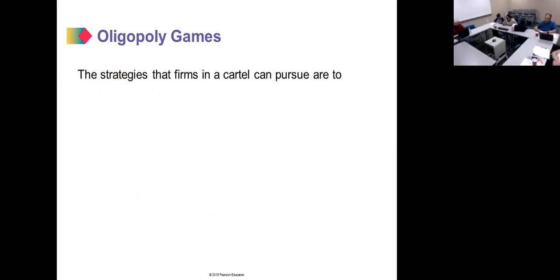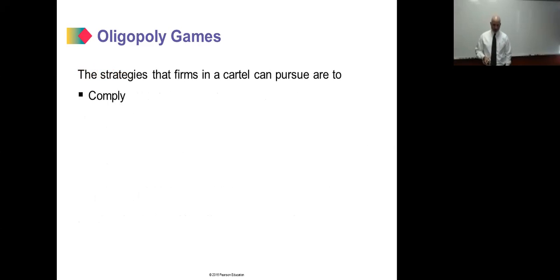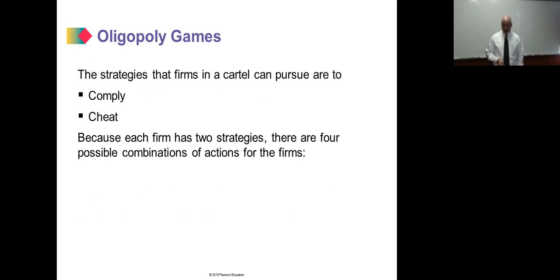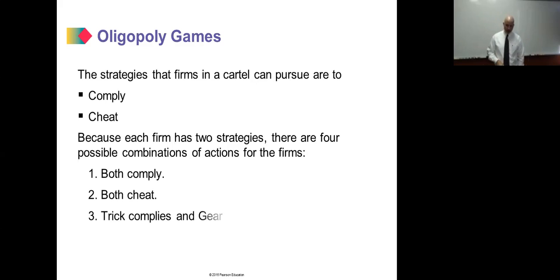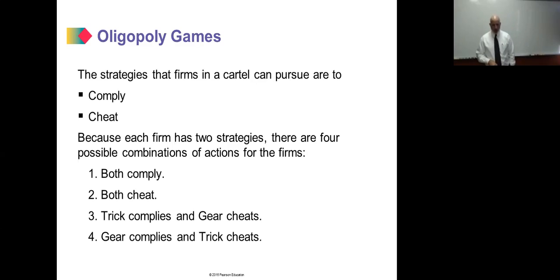All right. So, strategies that we can pursue: comply or cheat. If you are presented with a price fixing opportunity, you can comply with it or you can cheat it. Because you have two strategies and we have two firms here, assuming this is a duopoly, we're going to have 4 possible combinations of actions. Both could comply, both could cheat. We're going to introduce these companies as Trick and Gear. Trick could comply, Gear could cheat, or Gear could comply and Trick could cheat.